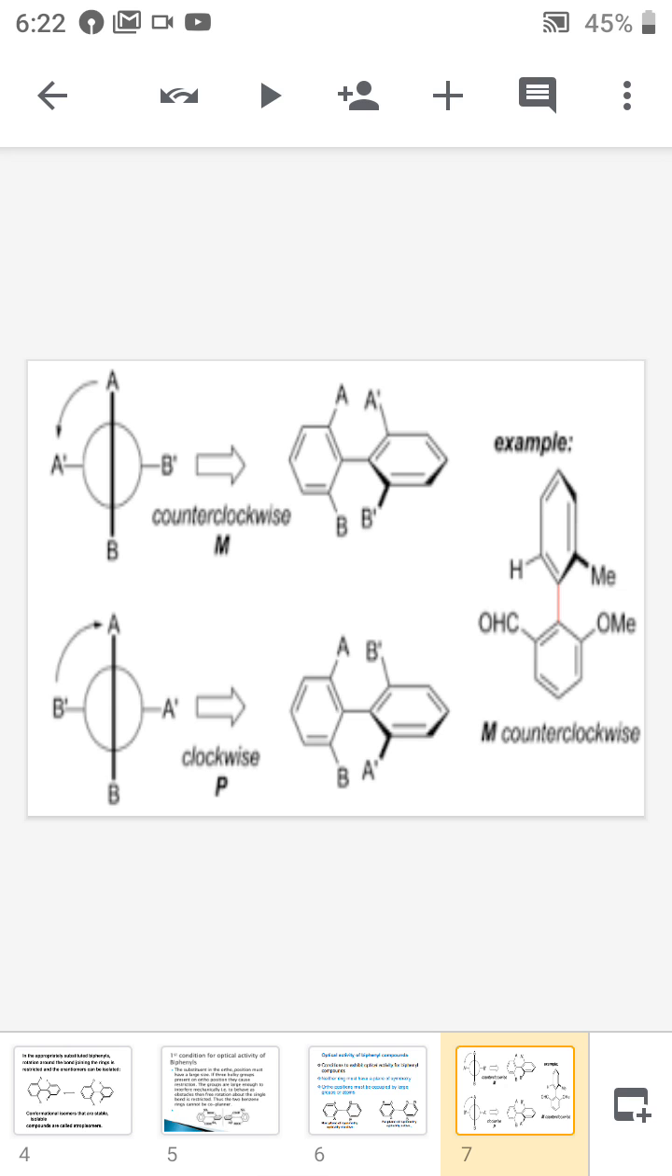If the substituents are rotating in the clockwise direction, then we will get the R variety. If it is in the anti-clockwise direction, we will get the S variety.